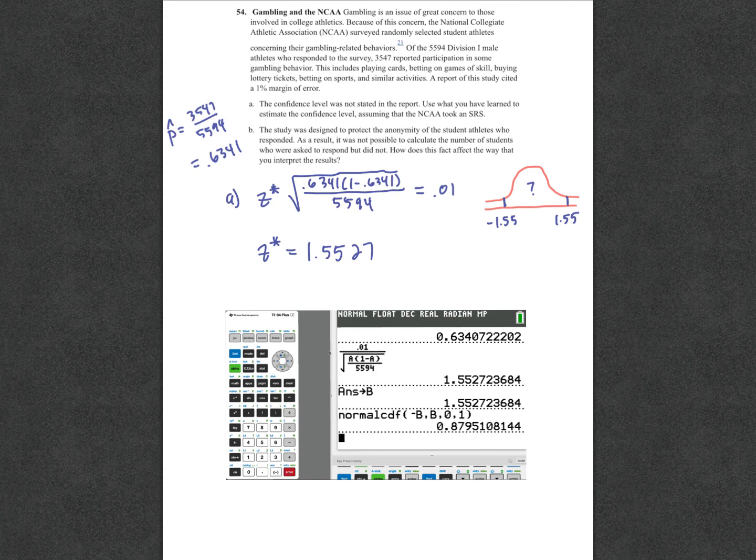This 0.8795, whatever, is the area in between, and that's the confidence level. So the confidence level, maybe we'll round it to 88%. That's our confidence level, and that's it. Part B is explained in the answer key, so I'll leave people to do that. So that's it for this video.